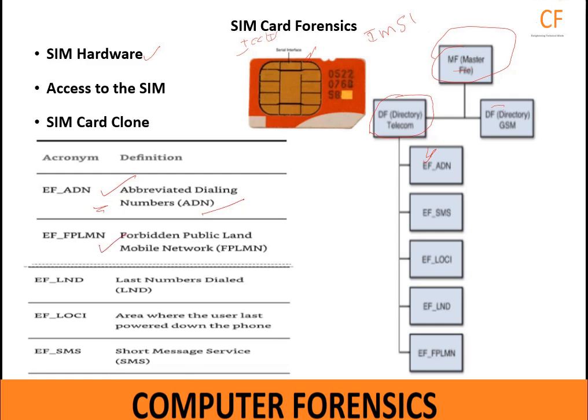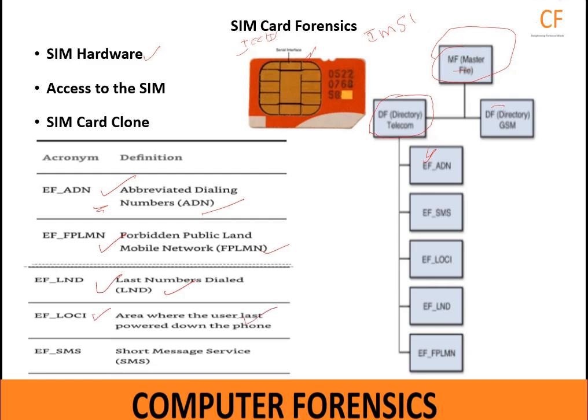Forbidden Public Land Mobile Network, FPLMN, refers to the cellular networks to which the subscriber attempted to connect but was not authorized to do so. This information can be found in EFFPLMN. This data can assist investigators who want to know where the suspect was located, even if he or she was unsuccessful in connecting to the network. Last numbers dialed, LND, refers to the list of all outgoing calls made by the subscriber. The folder EFLND holds this information.